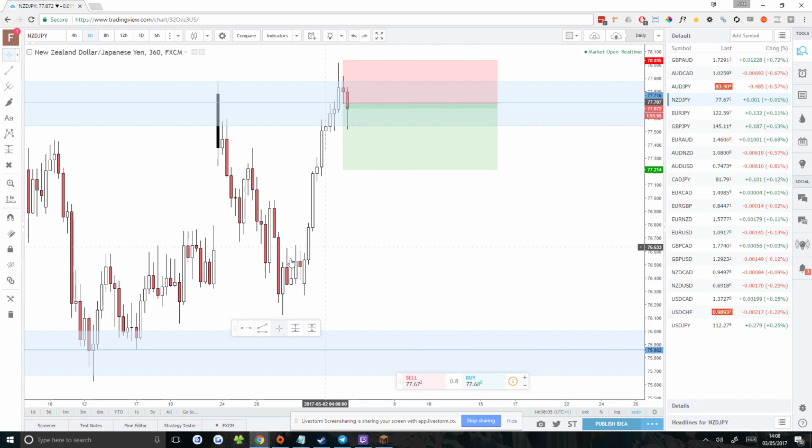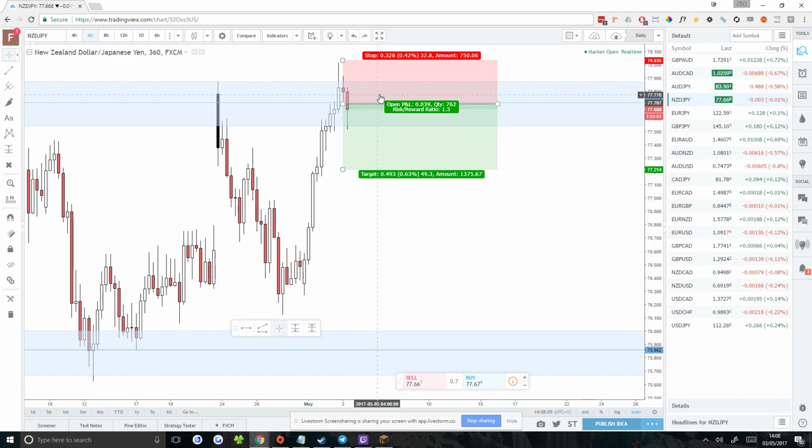I also entered a New Zealand JPY short trade. This one is not going as well. I mean, it's the first candle, so it's not like it's not going well at all. As with most trades, it can take quite a while for it to play out. It can take a few days. This is the first candle.